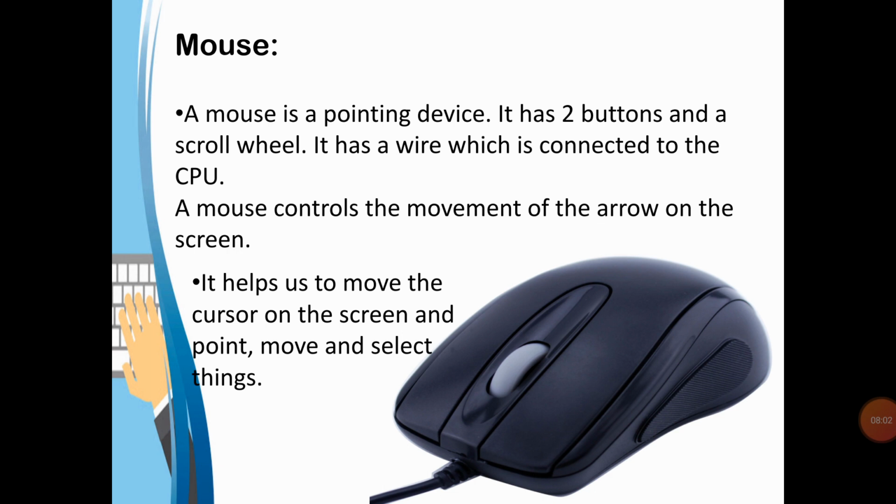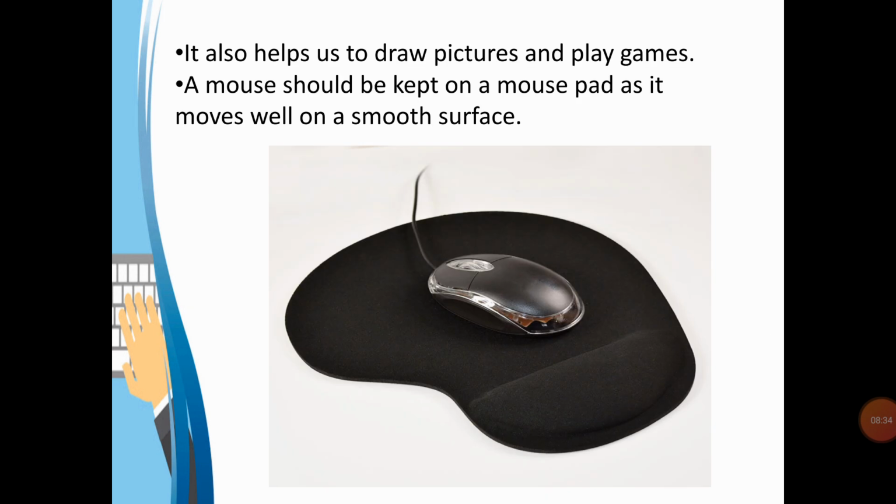A mouse controls the movement of the arrow on the screen. Students, the arrow that we can see on the screen of the monitor is called a mouse pointer. As we move the mouse, the arrow appears on the screen of the monitor. It helps us to move the cursor on the screen, point at things, and select different options on the screen of the monitor.